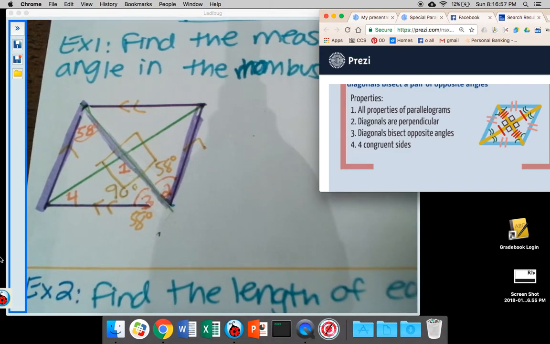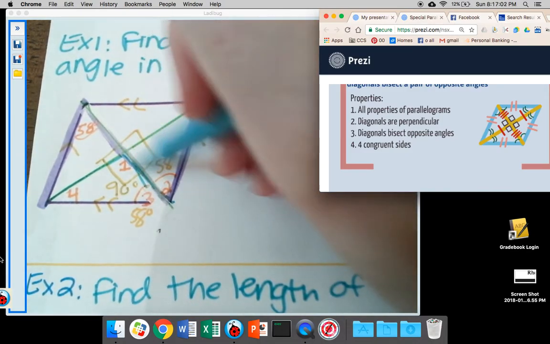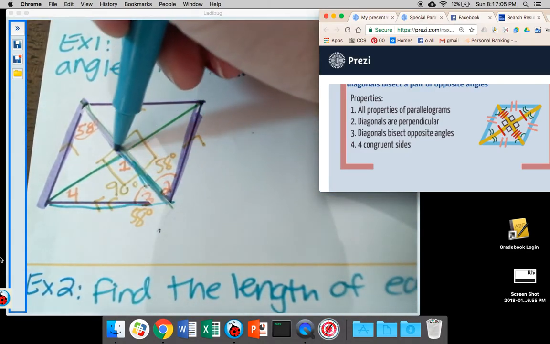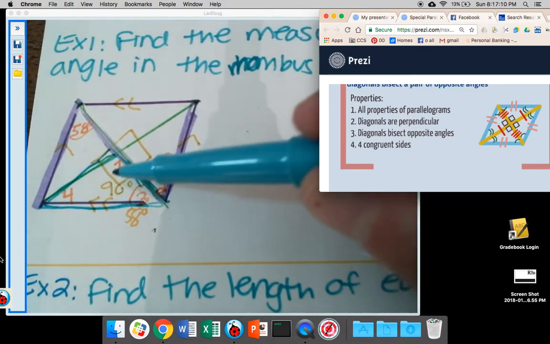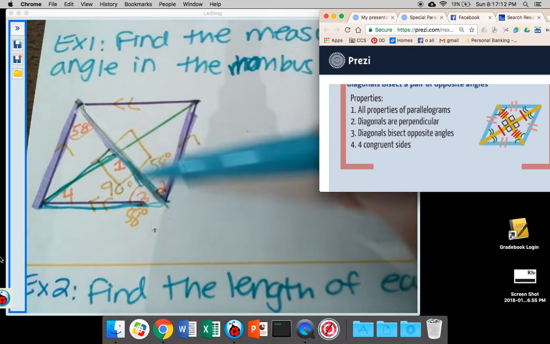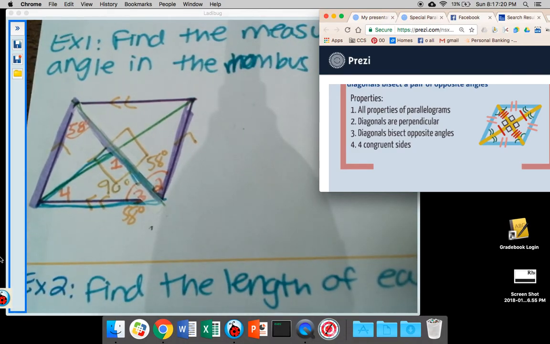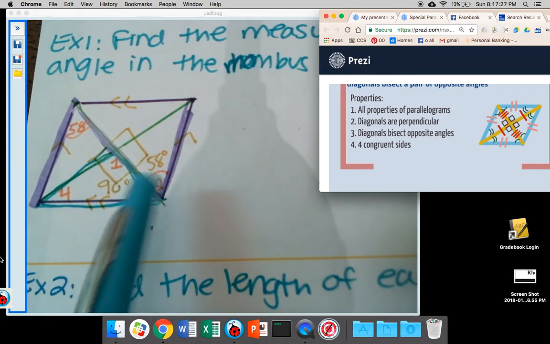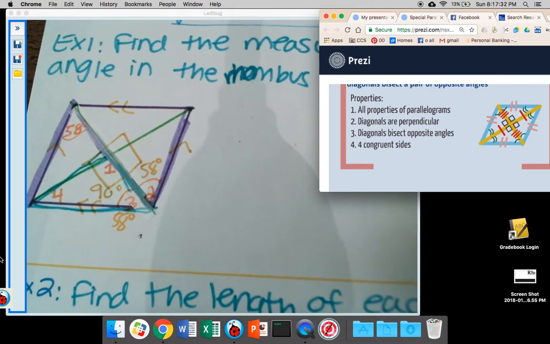Well, you don't have to do it this way, but I spot a triangle right here. Do you see this triangle? And I know two of the angles in the triangle. I know this one's 90 and this one's 58. So if I know two of my angles in the triangle, how am I going to find my final angle, angle 4? You guys are so smart. You add them up and set it equal to 180, because all the degrees in a triangle equal 180. So I'm going to add up all those and set it equal to 180 and solve.